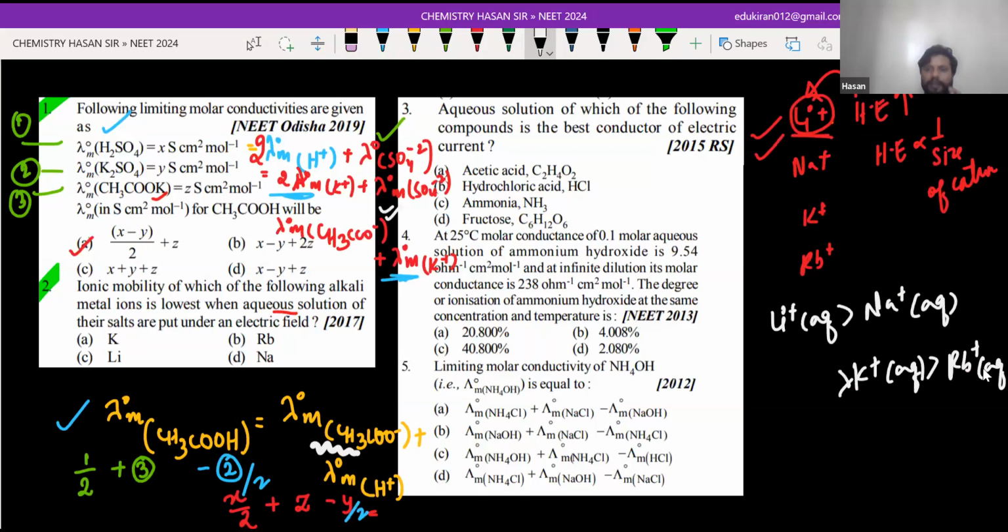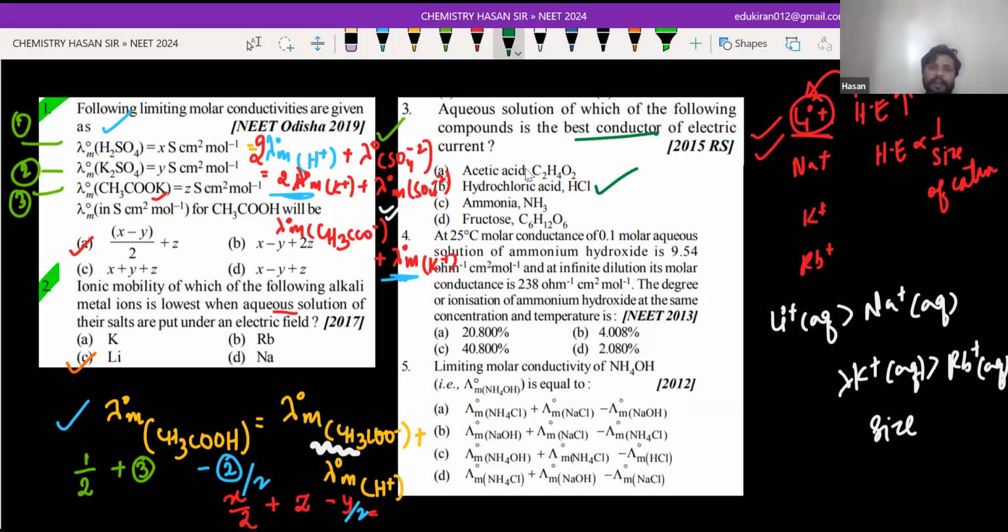This is the size order, and since its size increases, the ionic mobility decreases. So lithium. In the next one, you can see aqueous solution of which of the following compounds is the best conductor of electric current. That will be HCl, because all of the others are non-electrolytes. Non-electrolyte means it will not dissociate into ions.